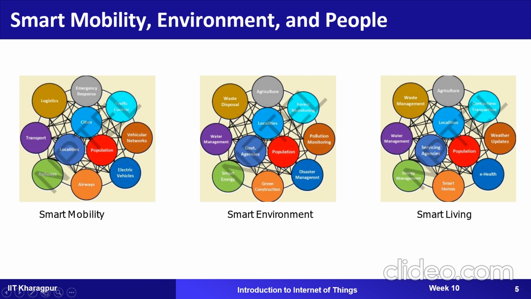Then smart living. In the case of smart living, localities, population and servicing agencies are the main three components, which interact with the other components in order to make the living smart and improve the quality of life of the people.